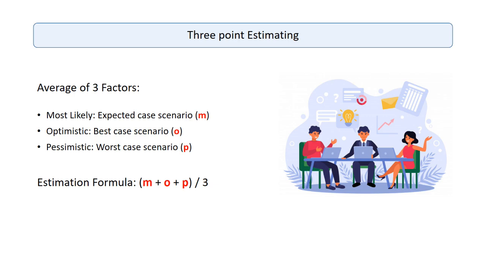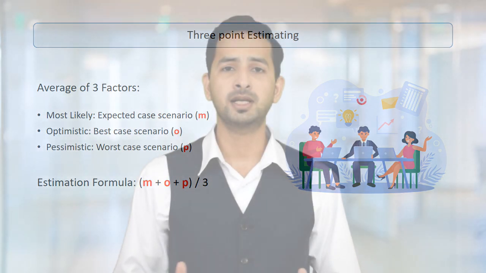So if we work on this calculation of this example, you will get an answer of around 11 months. So you can say that in an average of 11 months, I can complete this project, and this was the 3-point estimation of a project.